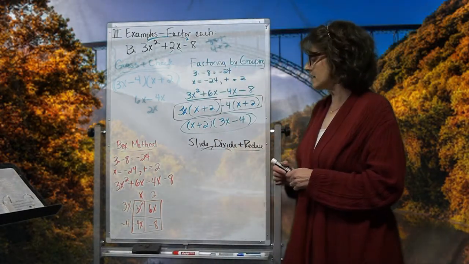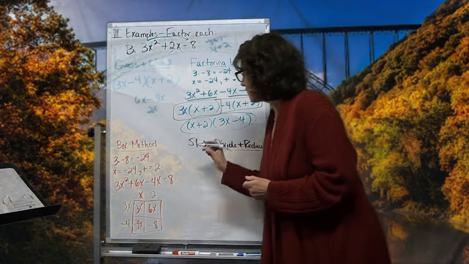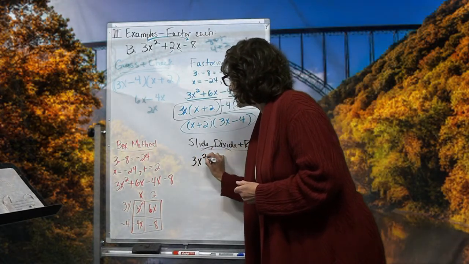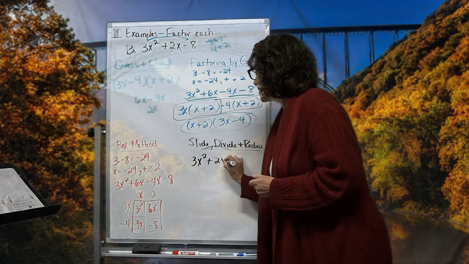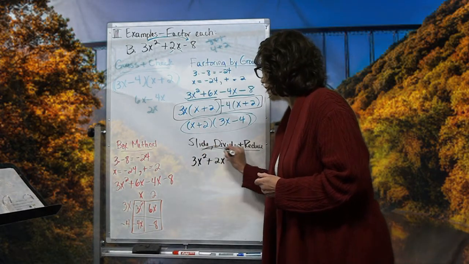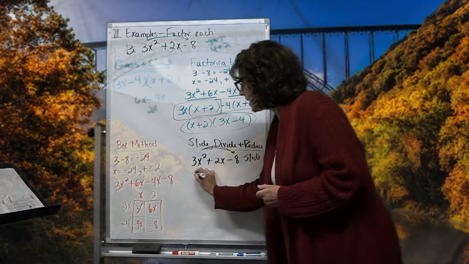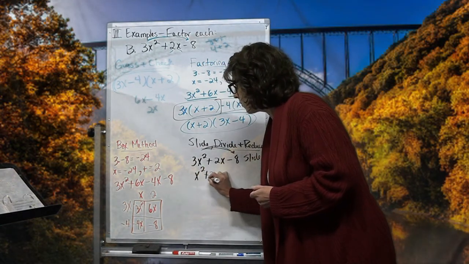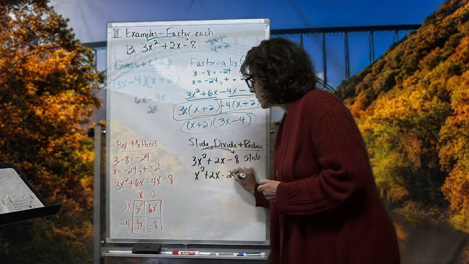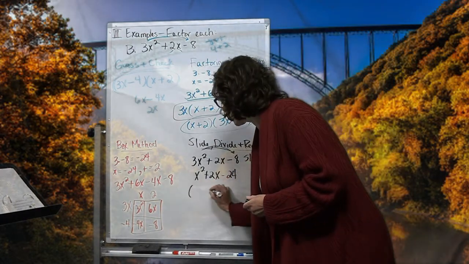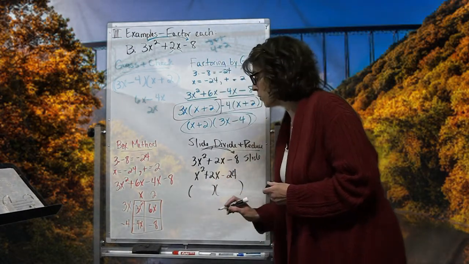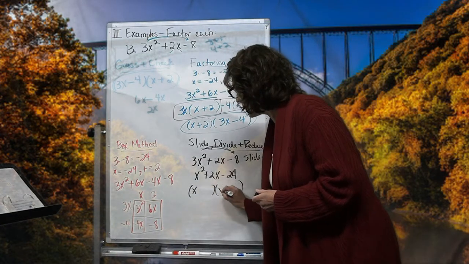So now let's take that slide, divide, and reduce. Recall that first step of slide means take that front coefficient and slide it to the back by multiplication. Here's my slide. And when I do, that creates a front coefficient of 1. And now I've got something that's pretty easy to factor into a double parentheses because of that front coefficient of 1. I'll split it up as an x and an x.